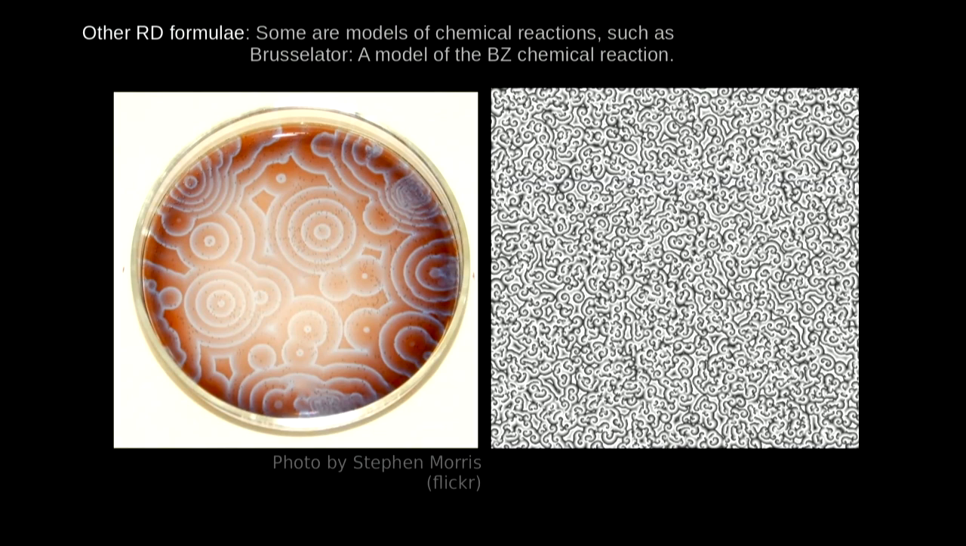This is an interesting one. This is something called the Belousov-Zhabotinsky reaction, which is one of the earliest chemical reactions discovered that actually produces patterns, like it self-organizes. Initially it's just all these chemicals stirred up together, and then these pulse-like waves form and spread out along the Petri dish, for example. On the left you're seeing a photo of that, and on the right, this is the BZ model from Ready.